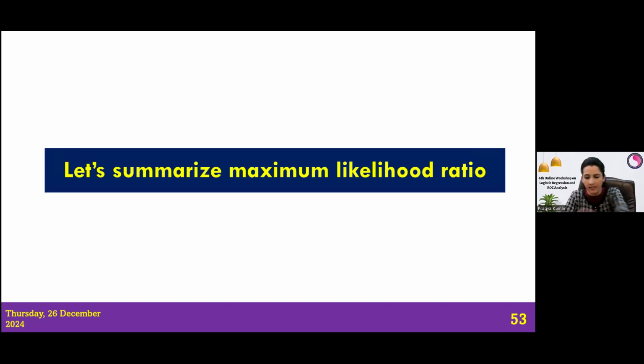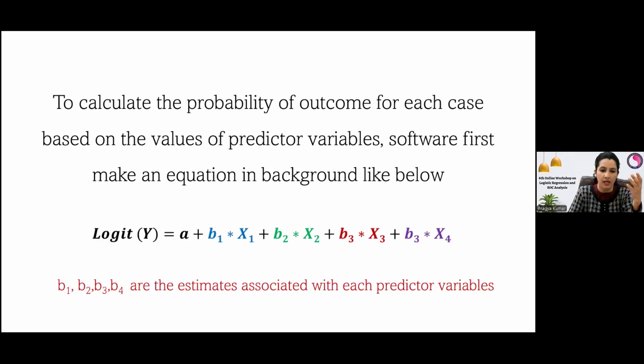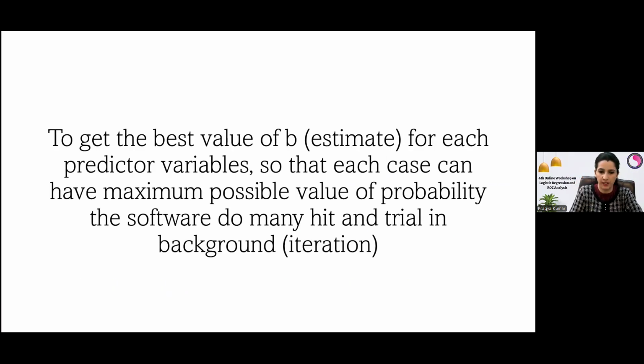So this maximum likelihood, actually what it does, it takes each factor into account, and it calculates the probability using, as Dr. Devkari has said, multiple iterations. And based on that, it makes an equation in the background. You can see here, this is the equation like logit, and then a plus b1 into x1, b2 into x2, b3 into x3, and so on. And these b1, b2, b3 are the estimates associated with each predictor variable.